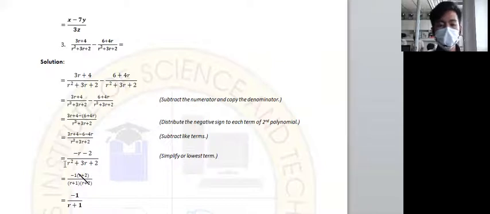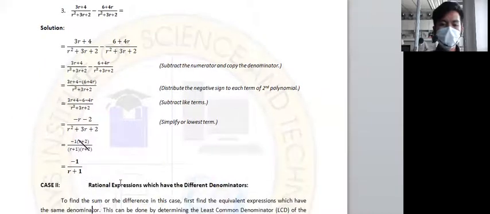Then the factor of r squared plus 3r plus 2 is equals to the quantity r plus 1 multiply by the quantity r plus 2. Then we need to divide common factor which is r plus 2. So cancel na po natin, yung matitira na lang po is negative 1 over r plus 1. So our final answer will be negative 1 over r plus 1.